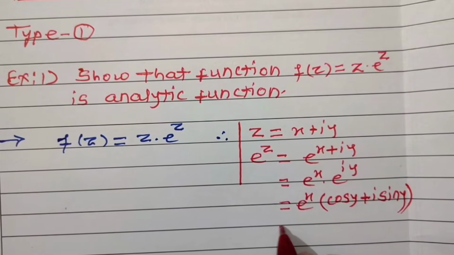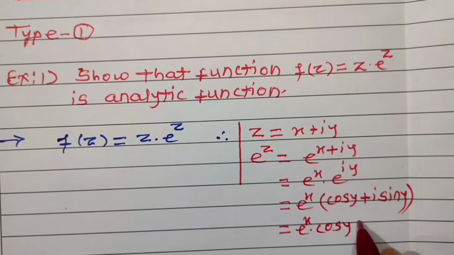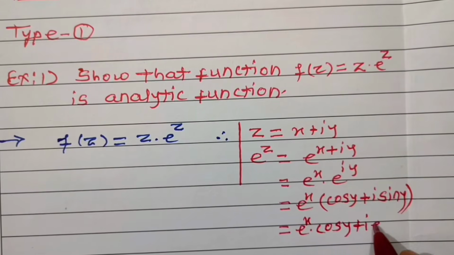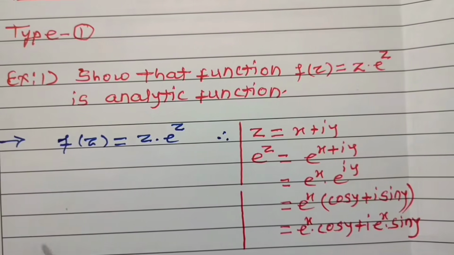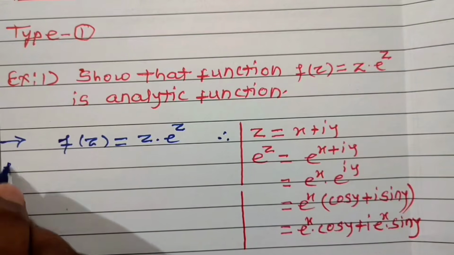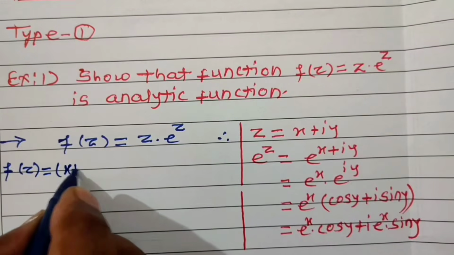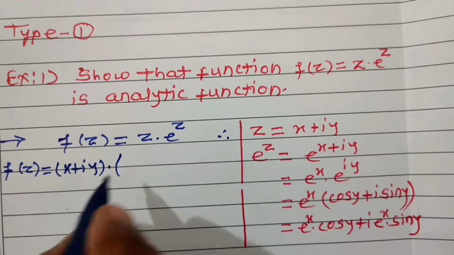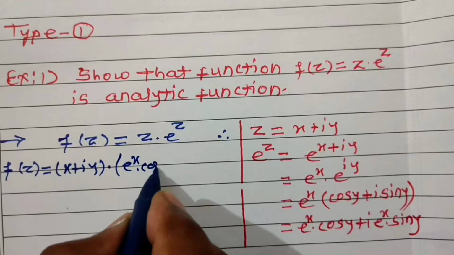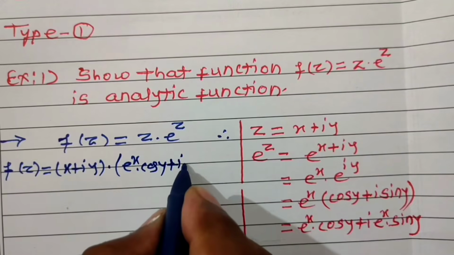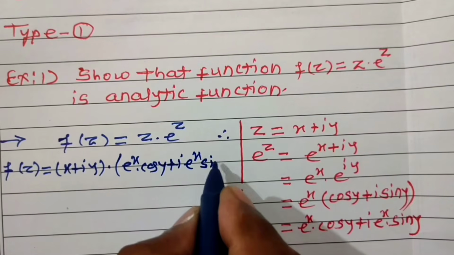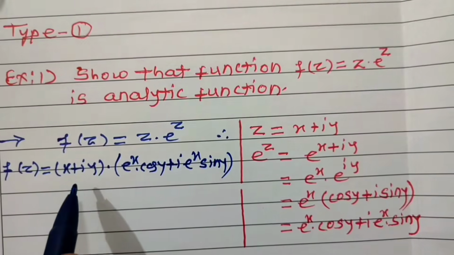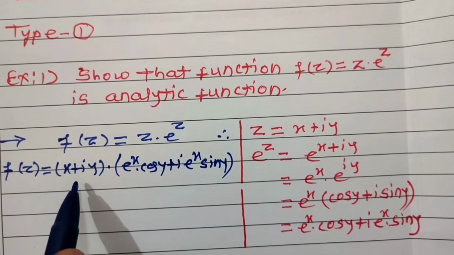So e to the power z can be written as e to the power x cos y plus i into e to the power x sin y. Hence f of z is equal to (x plus iy) into (e to the power x cos y plus i into e to the power x sin y). Now take multiplication of this bracket with this bracket.